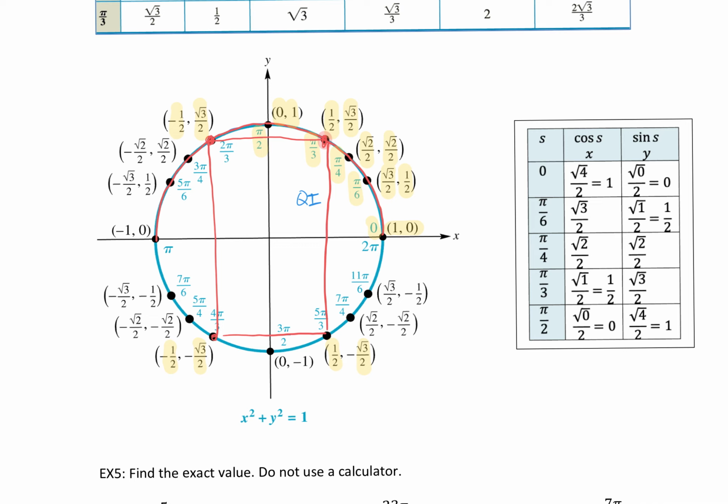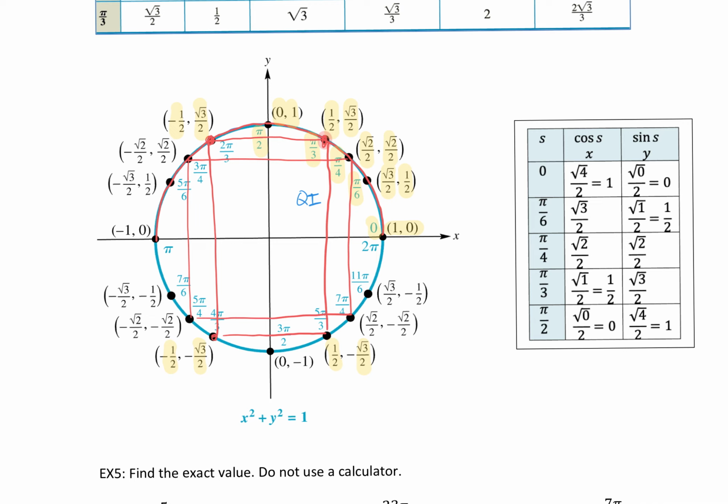In quadrant 1, pi over 4 corresponds to square root 2 over 2, square root 2 over 2. If you go across to quadrant 2, it corresponds to 3 pi over 4. Same values, except you've got a negative and a positive. Continue on. We're at 5 pi over 4. Same values, both negative. 7 pi over 4, same values, x positive, y negative, and then we're back. So again, this is that nice symmetry of our circle. As long as you know quadrant 1, you have all the values for all the other quadrants. You just have to determine if x is negative or positive, y is negative or positive.